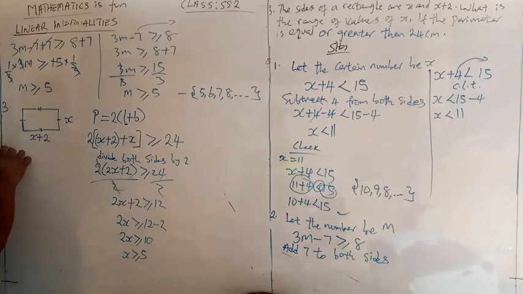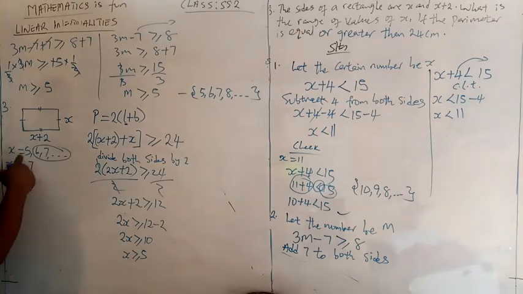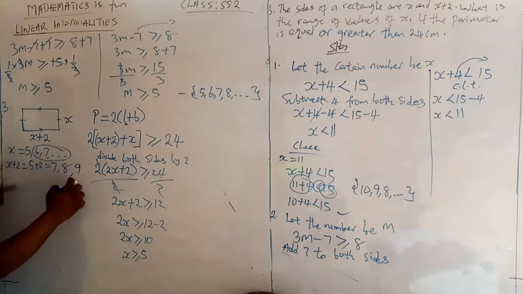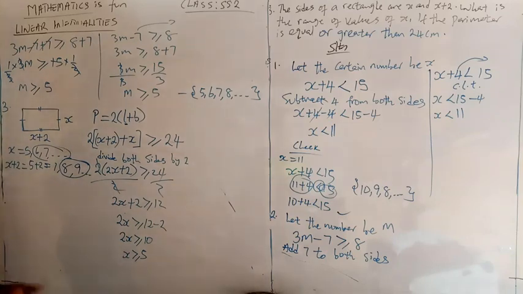But if x is equal to 5, 6, 7, and so on, then x plus 2 will be equal to what? 5 plus 2, 7. 6 plus 2, 8. 7 plus 2, 9, and so on. So that's the solution to that.